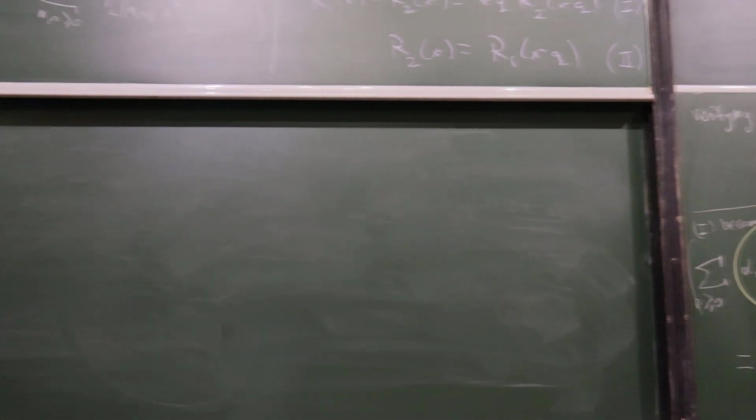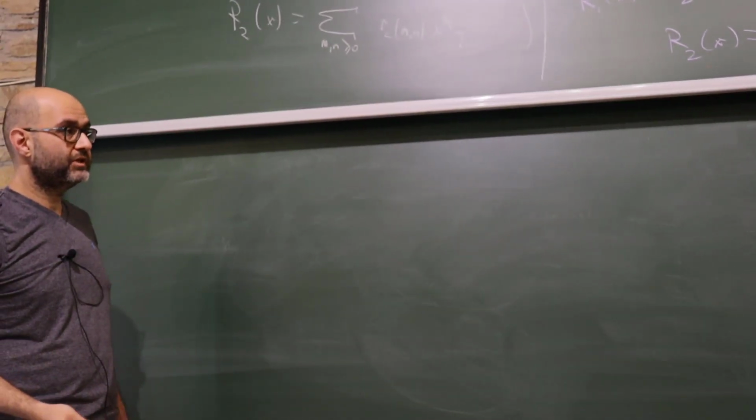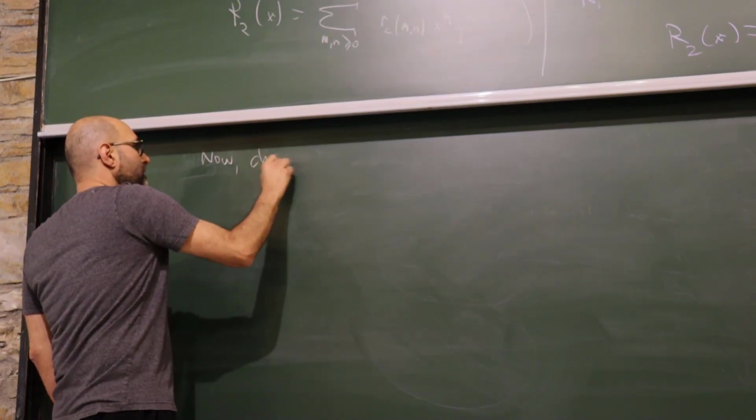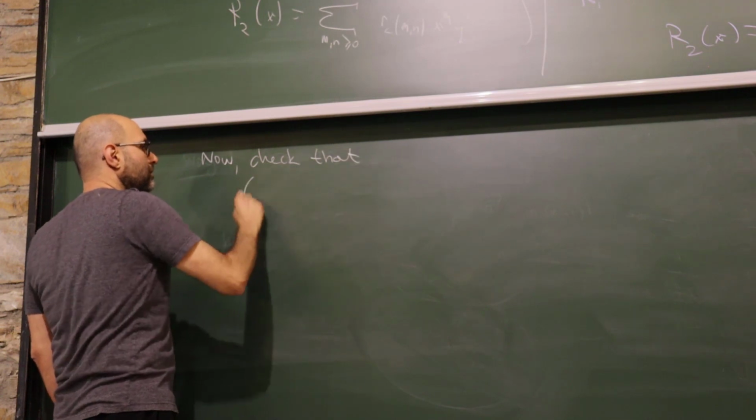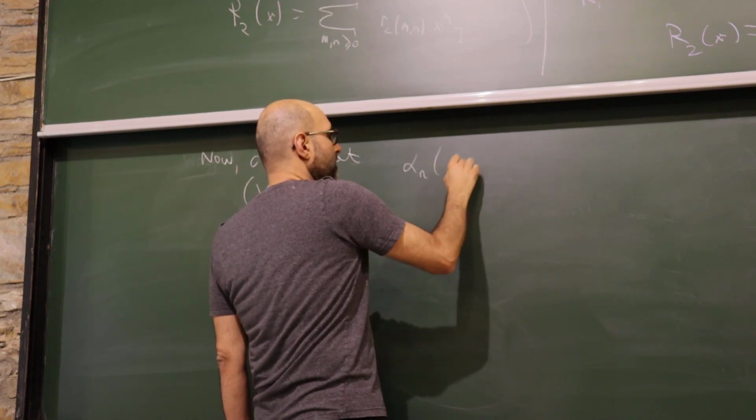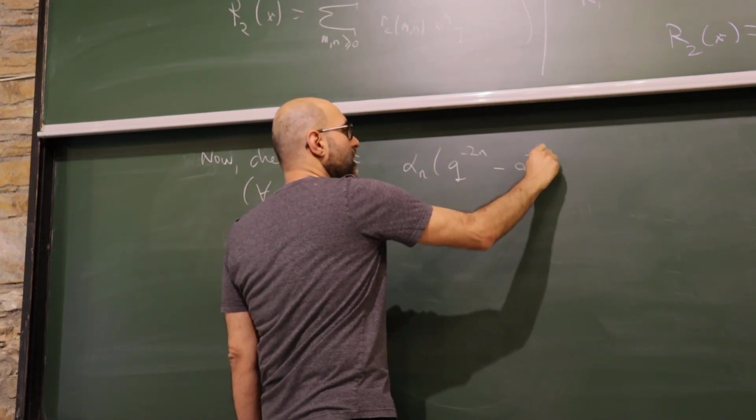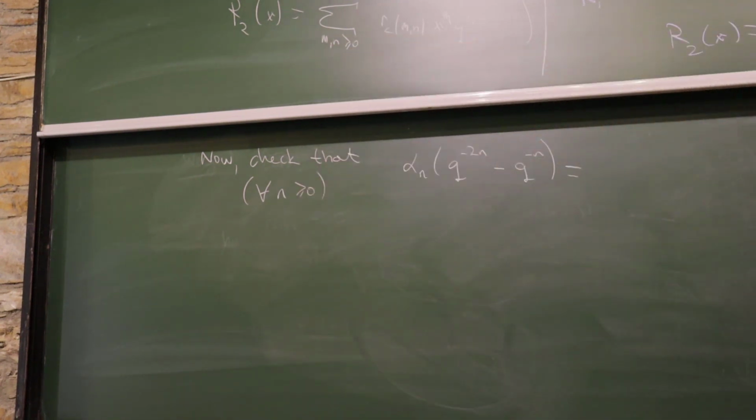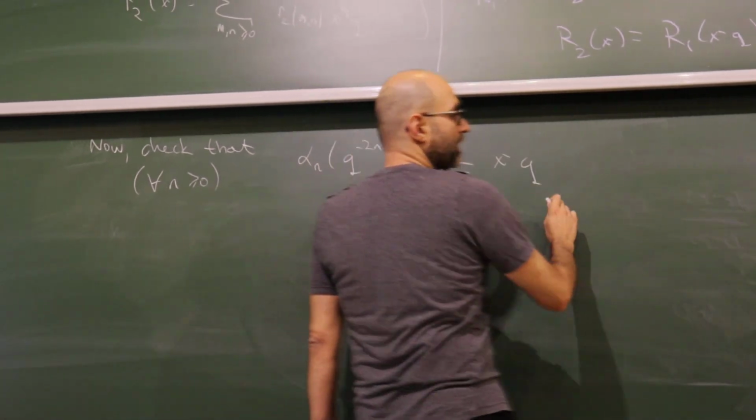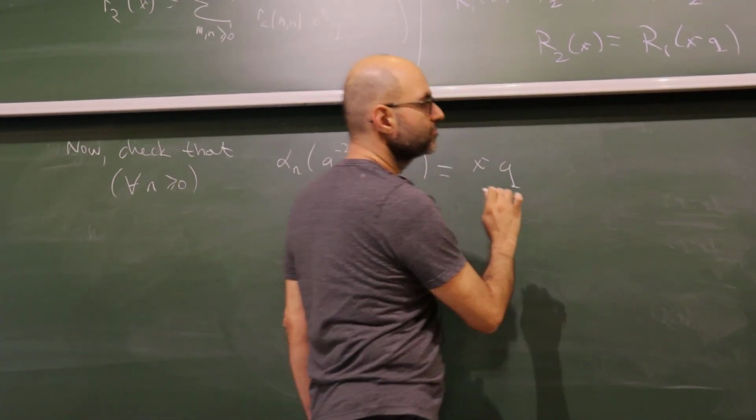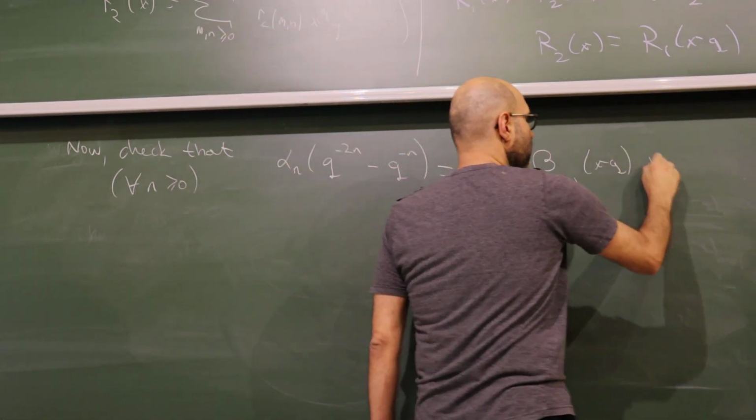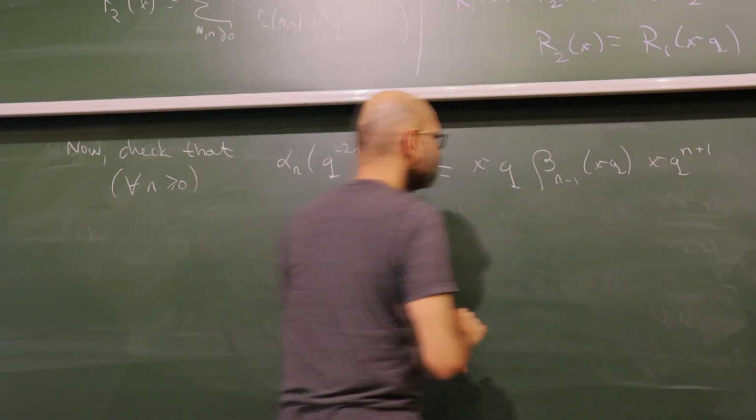By the way, these are all computational tricks. Nothing deeply theoretical is going on. Check that. For all n greater than or equal to 0, alpha sub n of q to the minus 2n minus q to the minus n equals, let's not forget about this, x times q in the front, x times q times beta sub n minus 1 of xq to the n plus 1.